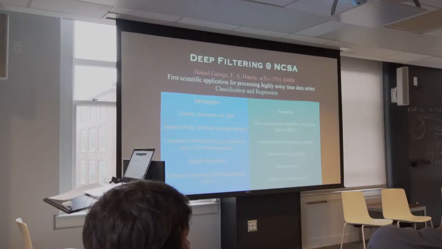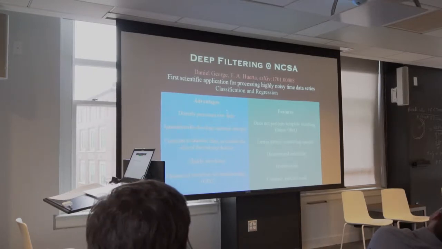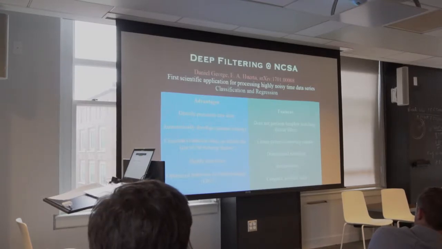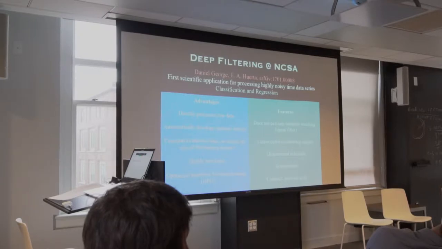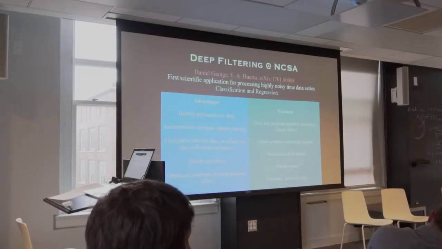Now, let me just tell you, here I have advantages and features, but I should also have something related to disadvantages. And one disadvantage is the perception that people have of artificial intelligence, in particular in the scientific community. They tend to see this as a black box that is beyond your control. Far from true, you can have direct influence on how you are constructing the layers, how you place the neurons. All of that is under your control. It is a well-developed mathematical framework.